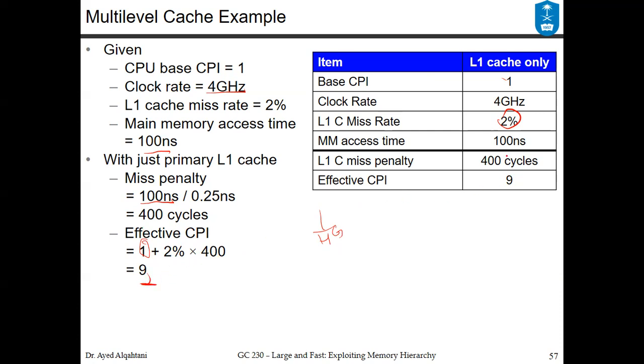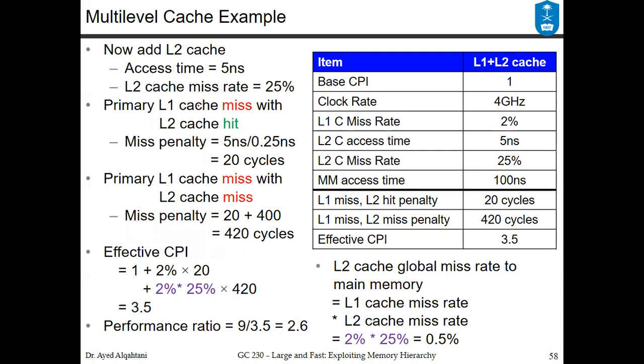We record this in our table. So now we have 400 cycles as the miss penalty and 9 as the effective CPI. Now we will introduce the level 2 cache to the system, hoping to reduce the effective CPI.